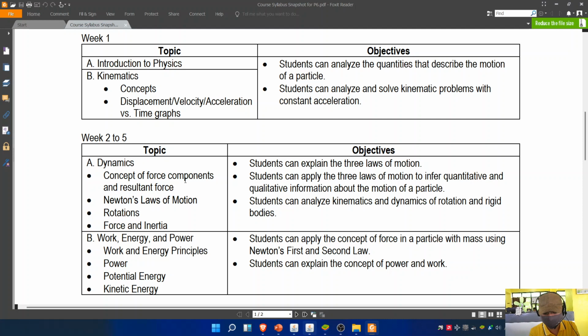The objective for this video lesson is that at the end of this video, you can explain the three laws of motion. You can apply the three laws of motion to infer the motion of a particle. And you can analyze the kinematics and dynamics of rotation and rigid bodies.